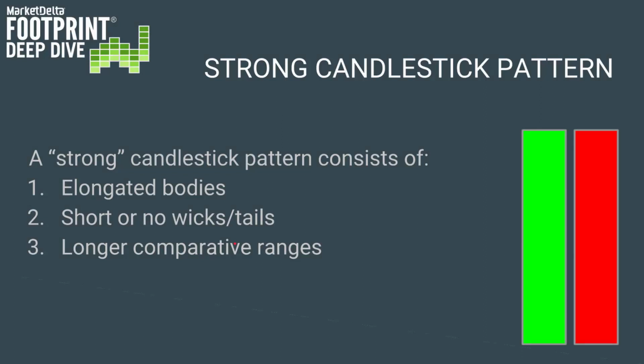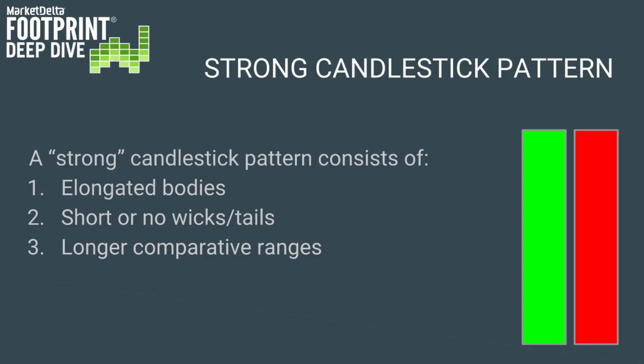A strong candlestick pattern consists of elongated bodies, meaning they tend to be longer bars. If we're looking at time-based bars, you're going to see these strong candlestick patterns will tend to be longer, taller bars, with more prices that traded in them. There's a lot of impetus or conviction within those bars. They have short or no wicks or tails.